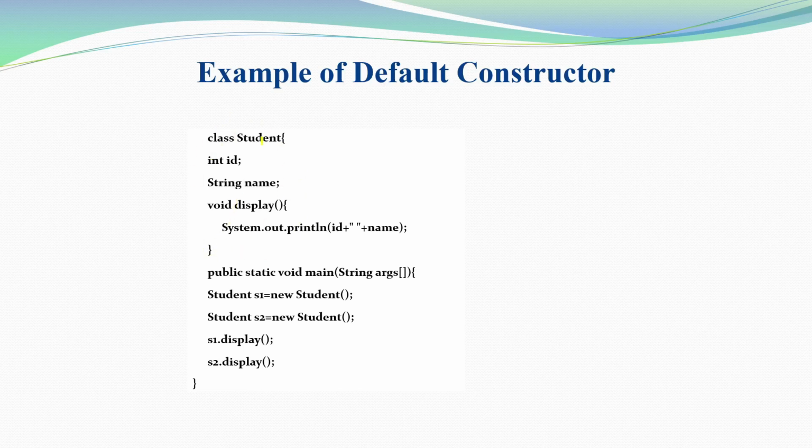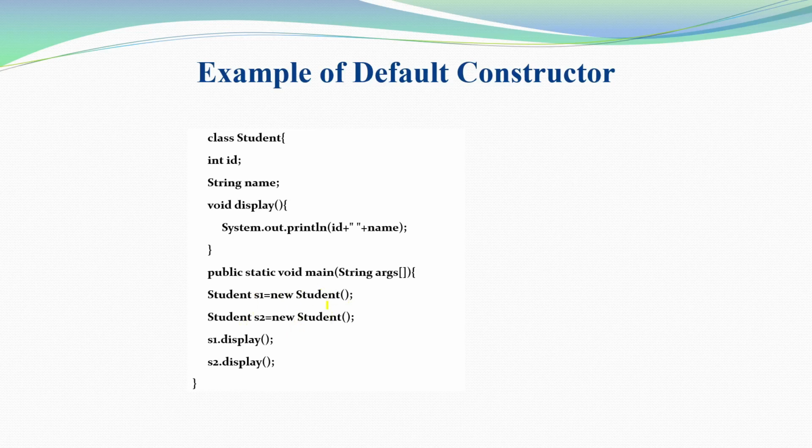So you should note that there should be a method with the same name as the class name, Student, but I have not created any constructor. I'm trying to create an object of Student. So you can see easily I have created two objects, that is student 1 and student 2.